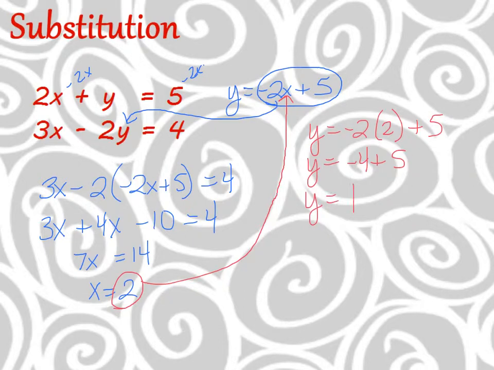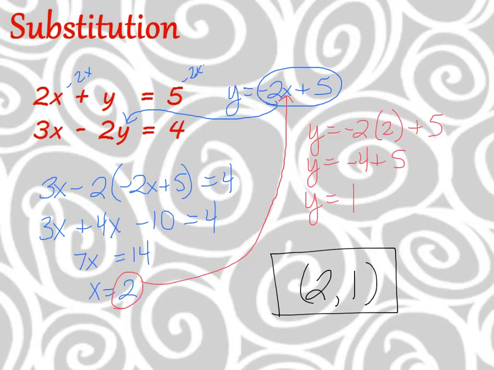Okay, so your solution should always be written as an ordered pair, x comma y. So my solution on this problem is 2 comma 1. That's the point where those two lines would intersect. And not only is that where the two lines would intersect, but this is also the ordered pair x comma y that would work in both of these equations.